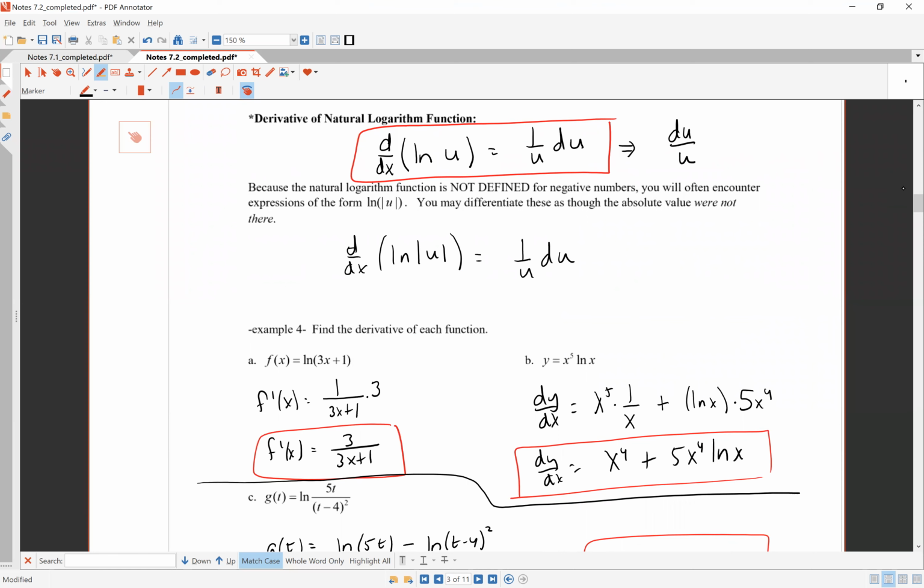Okay, so we have to use the chain rule. The derivative of the log of 3x plus 1 is 1 over 3x plus 1. And then you take the derivative of 3x plus 1 and you get multiplied by 3.